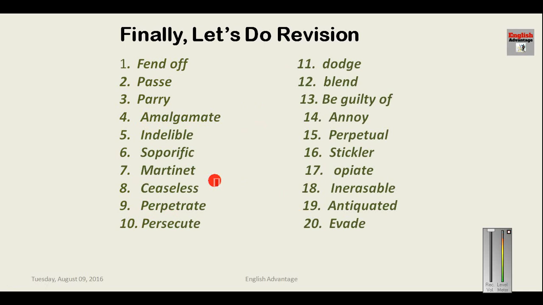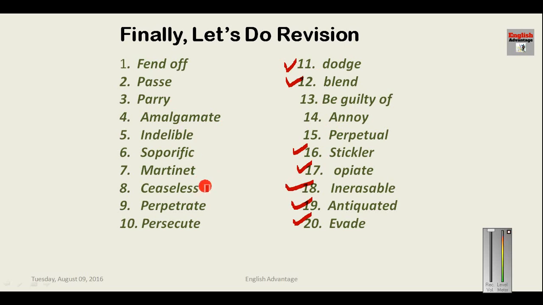Again, I have included some words so that you can give yourself a very good revision. Fend off means to evade, and passé means antiquated or outdated. Parry means dodge. Amalgamate means to blend. Indelible means something that cannot be removed, or inerasable. And soporific means opiate, something that induces sleep. Obstinate means a stickler, a person fond of hard discipline.